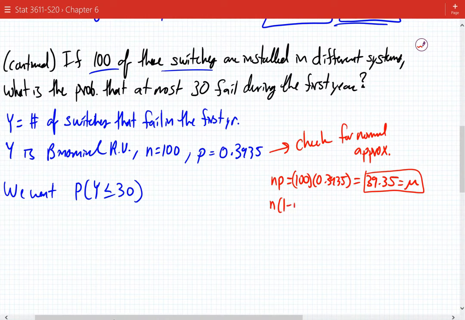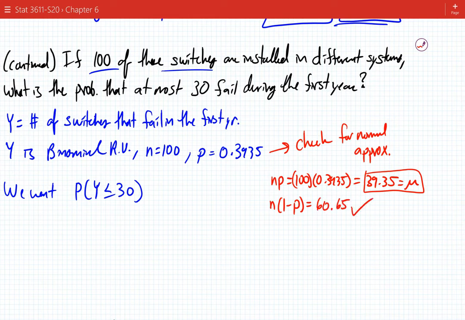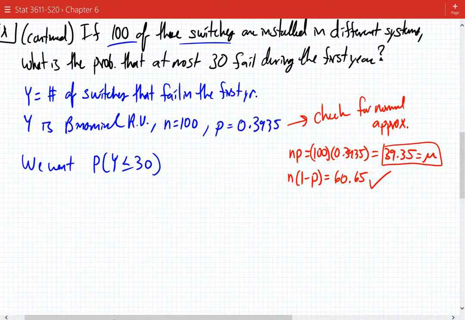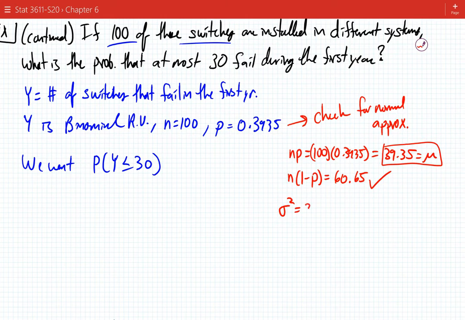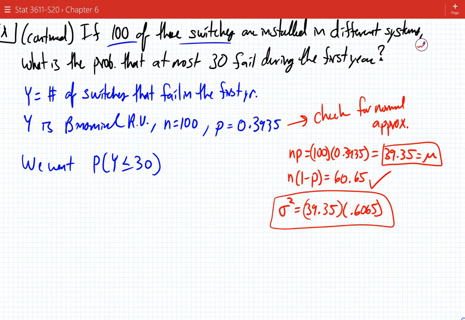And let's just finish checking n times 1 minus p. We can plug that in and run that through a calculator. That actually ends up being 60.65. And so this is certainly large enough to do a normal approximation. We have the mean of 39.35. Sigma squared, you look back at your notes for that last one, is going to be npq, 39.35 times 1 minus p, so that'll be times 0.6065. I'm just going to leave it like that for now. Right, sigma squared is np times 1 minus p.